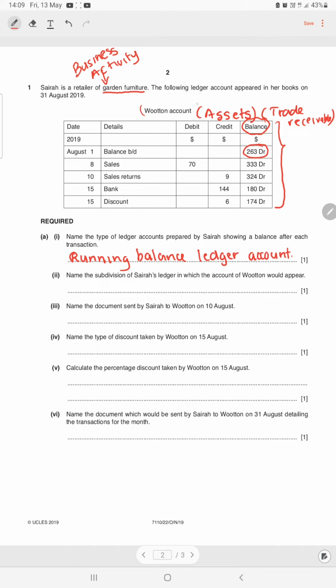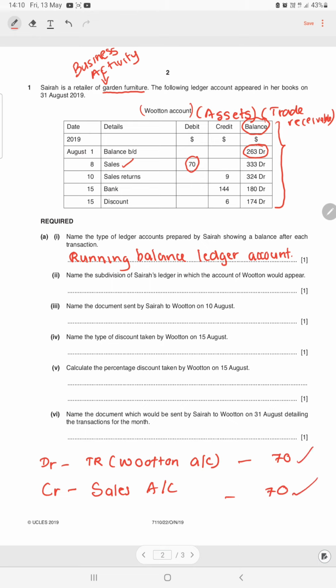Next, since we know that this is a trade receivable customer, we can figure out what type of entry. We have a sales entry and the balance will be on the debit side. Why is that? Because the double entry for credit sale is debit trade receivables, in this case Vuitton, and credit sales account. So as you can see, this value of $70, the double entry is correct. So you will have a debit entry of 70 on Vuitton's account. So that is indicated here, debit entry.